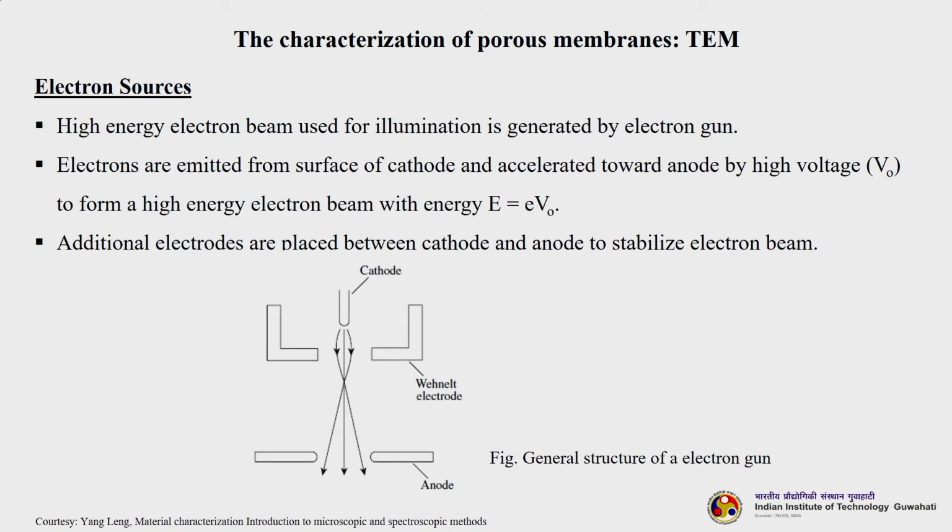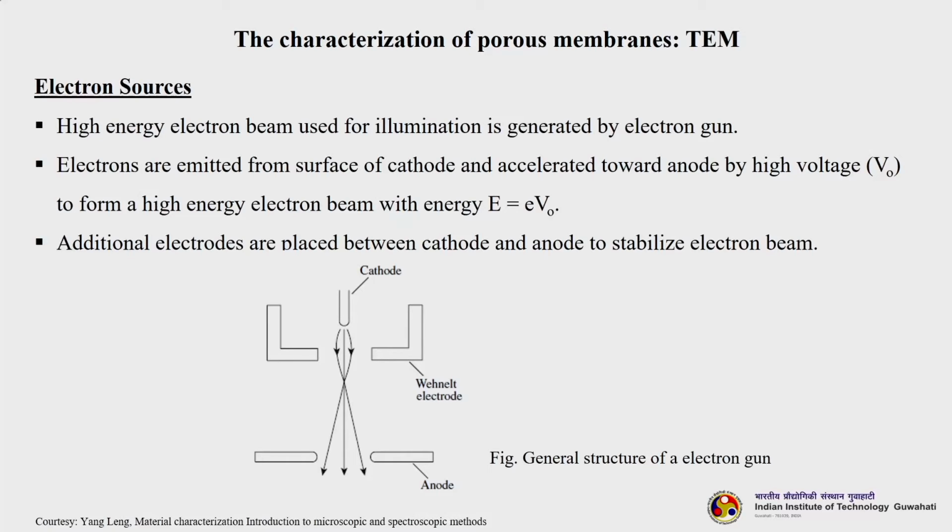So, let us understand the different electron sources. The high energy electron beam used for illumination is generated by an electron gun. Electrons are emitted from the surface of the cathode and accelerated toward the anode by high voltage to form a high energy electron beam with energy E equals eV naught. Here V naught is the voltage, and additional electrodes are placed between cathode and anode to stabilize the electron beam. This is how the electron gun looks.